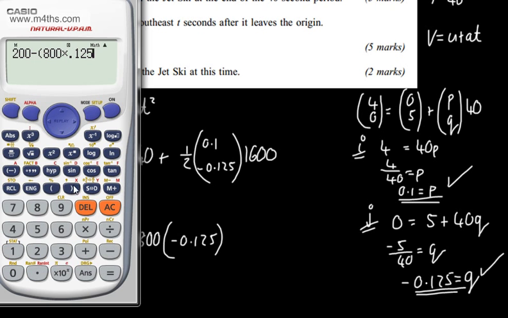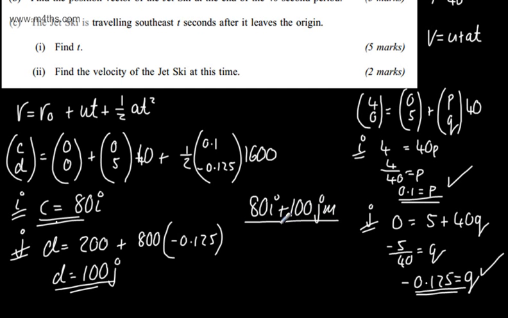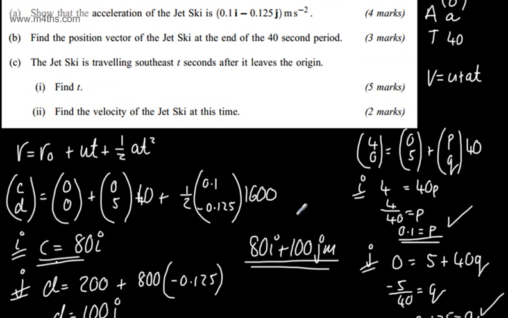So this is one way that you can do this question. Yeah, that'll give me 100. So D is going to be equal to 100j. So we can say now the position of this is going to be 80i plus 100j, and that's going to be meters. So another 3 marks on that part.